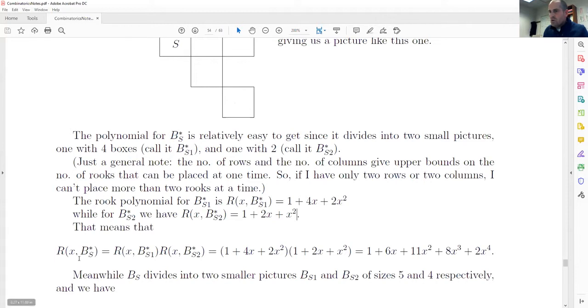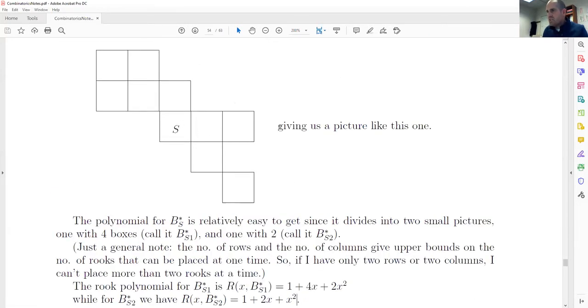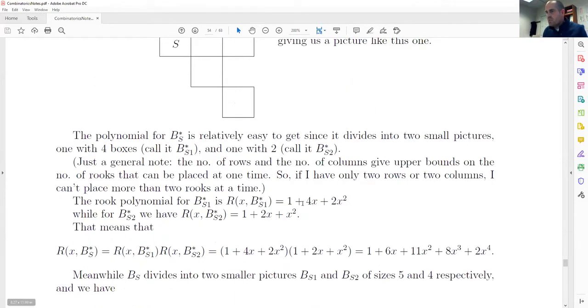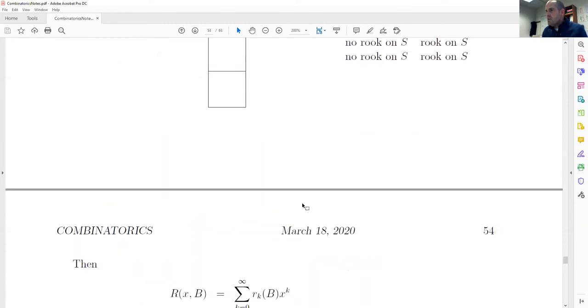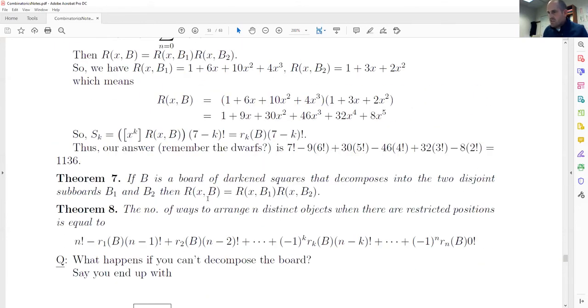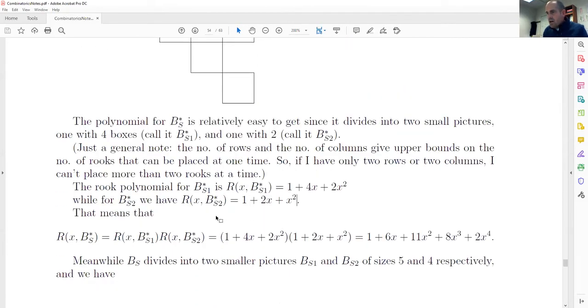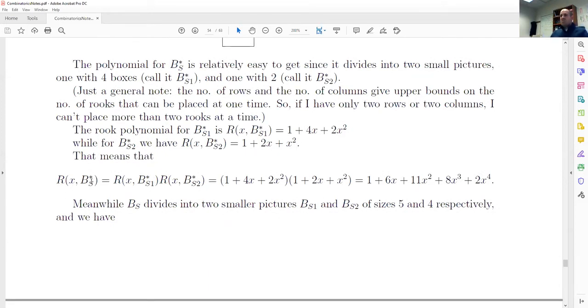Okay, so Rx of BS star, and remember BS star means I eliminated this and this, is the product, using that theorem, not this theorem, but this one way up here. If I've decomposed it into things, I just multiply the respective rook polynomials to get the rook polynomial for the whole board. Okay, so Rx of BS star is the product of those rook polynomials we just computed.